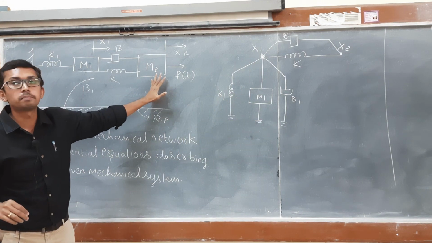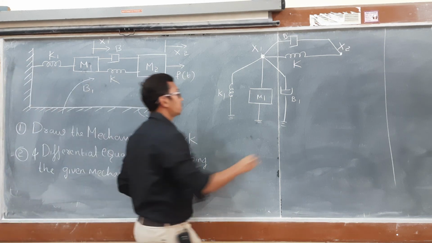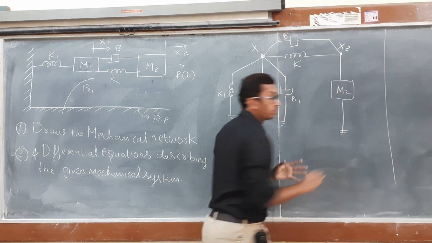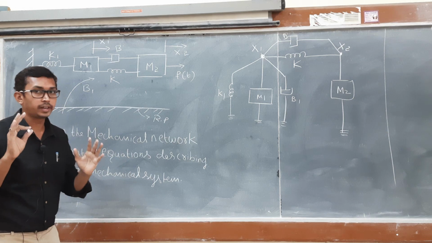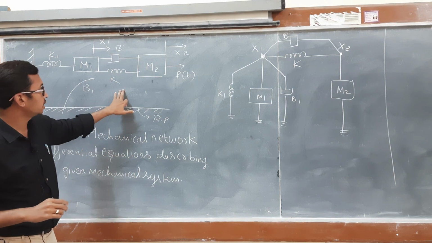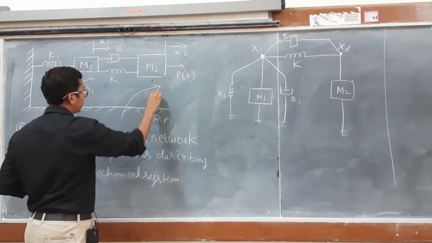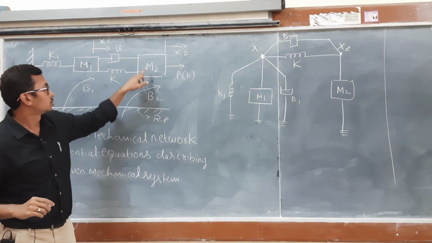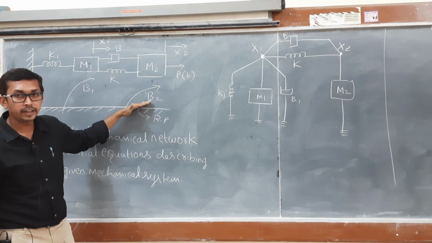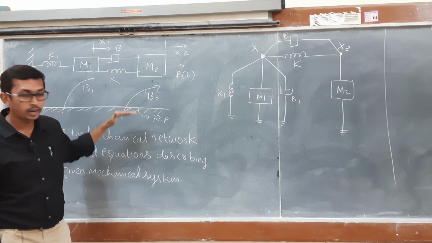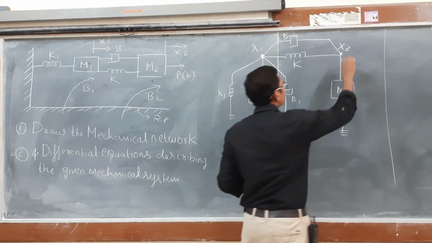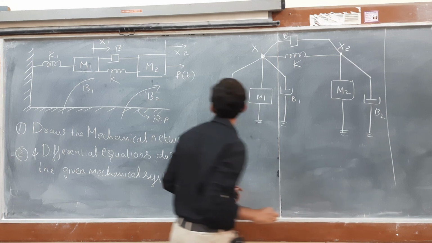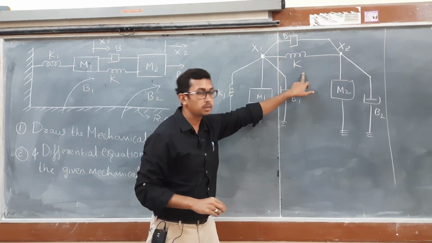Now let us come to M2, mass 2. The first one is the mass M2, which will always be with reference to the reference plane only. What else is there? I forgot to write this one: B2 is also given. B2 represents the friction between M2 and the reference plane. This can be represented like this. So this is B2. And B and K are already represented.